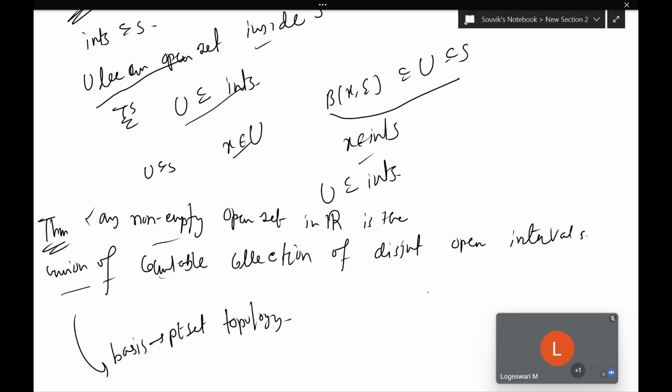There is one theorem: any non-empty open set in R is the union of a countable collection of disjoint open intervals. It's a theorem. And from here we can get a concept of basis, but right now we are not going to get into the discussion.